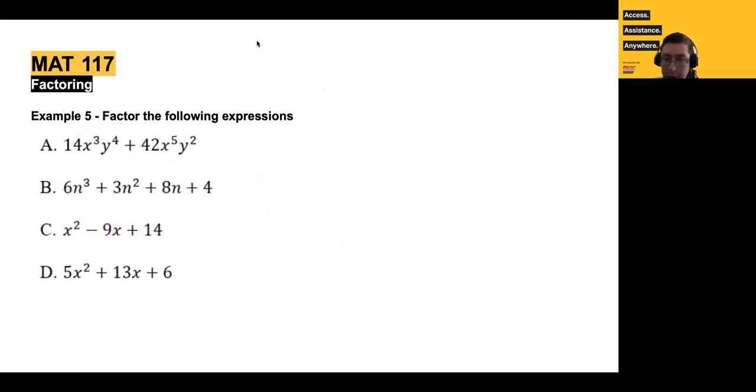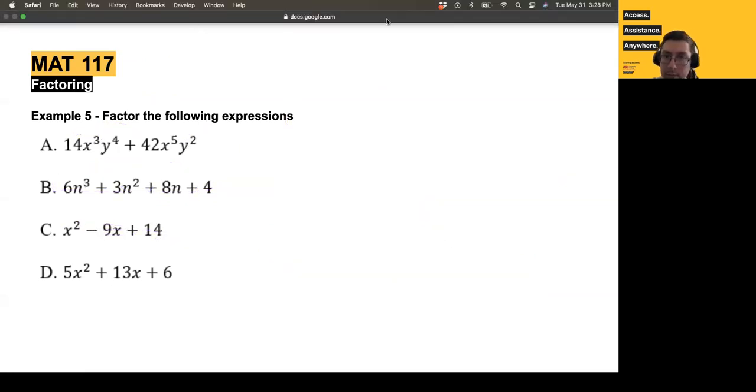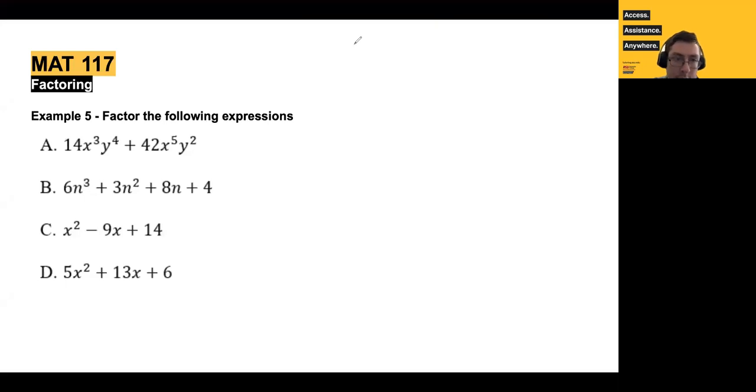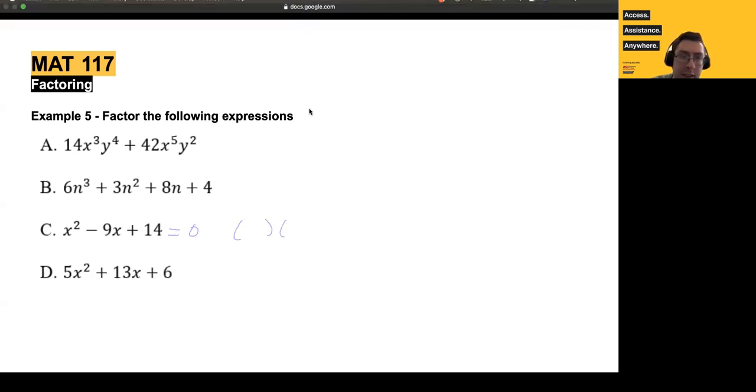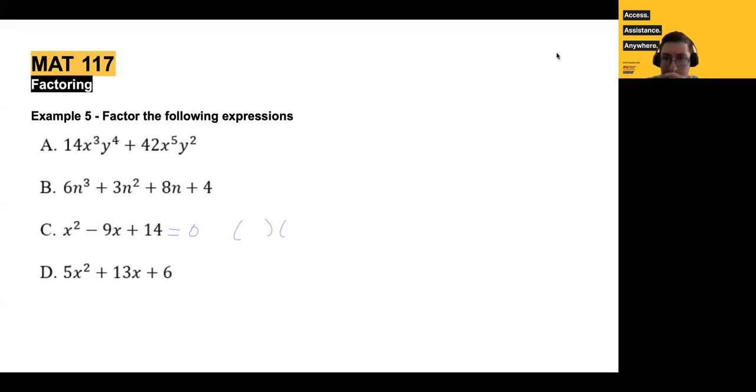And now factoring. Factoring is a convenient tool, especially when we put an expression equal to 0 and then write it as a product of factors equal to 0. It's typically how we solve many different things.